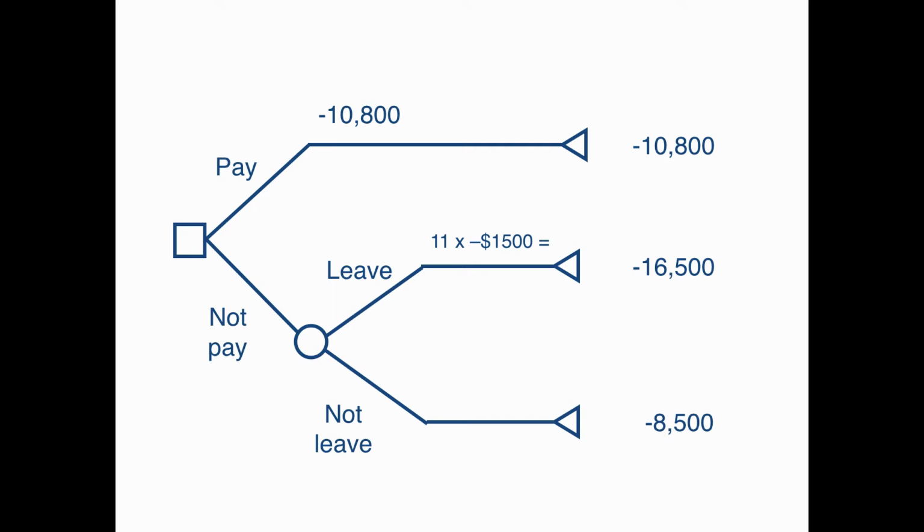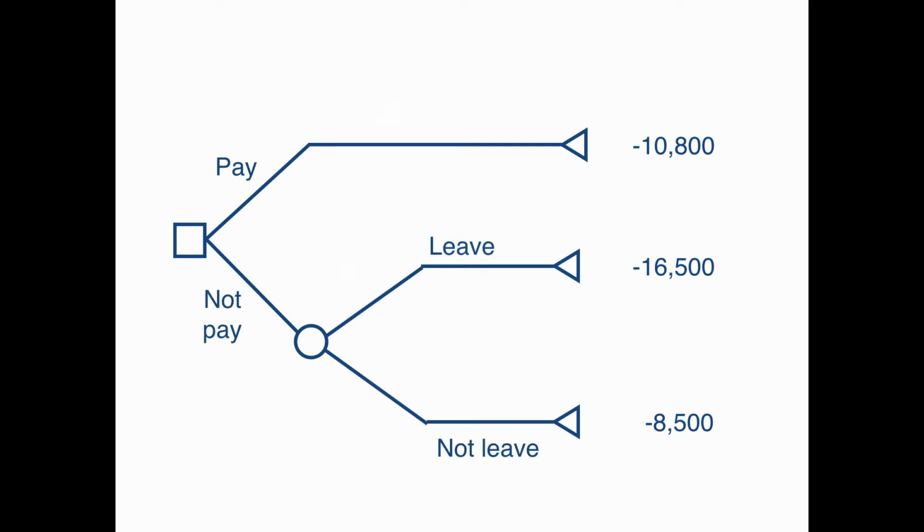Now remember that the circle represents a chance node. That is, one where there is uncertainty about the outcome. In this case, the best estimates are that there is a 0.5 probability that the contractors will leave and a 0.5 probability that they will stay. The next step is for us to calculate the expected values.